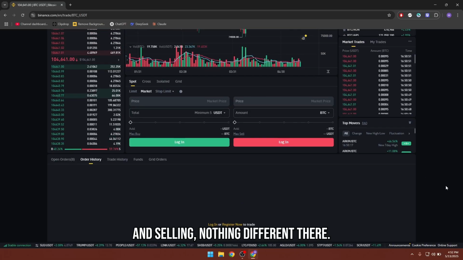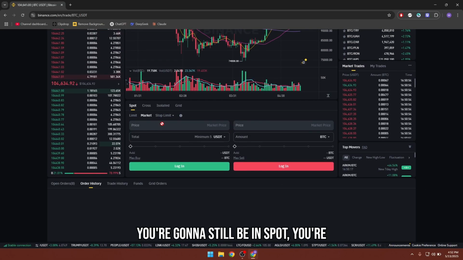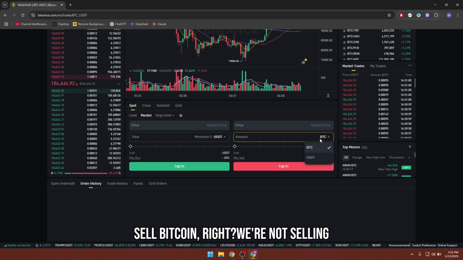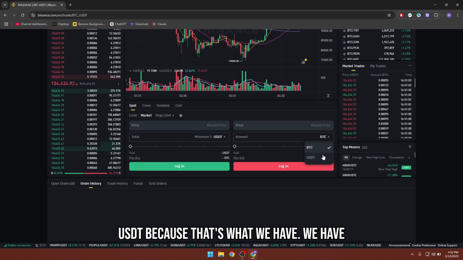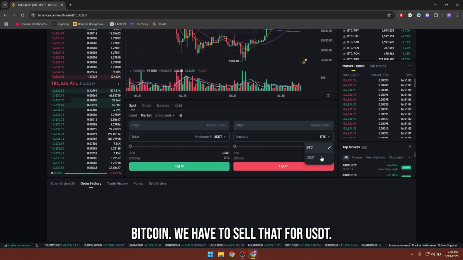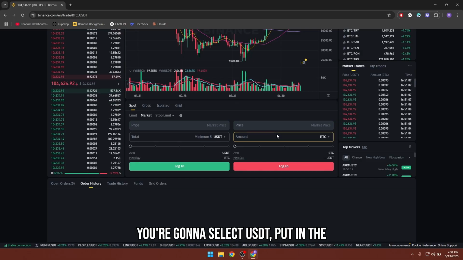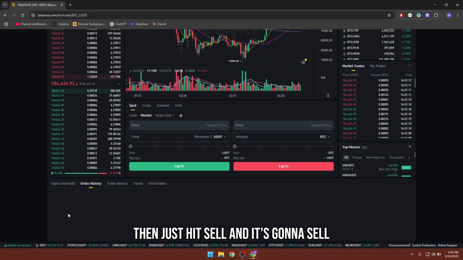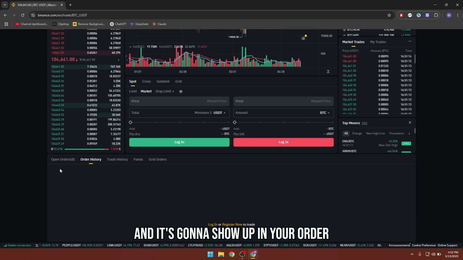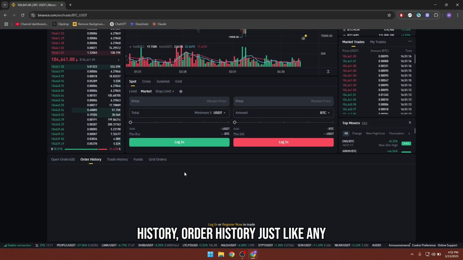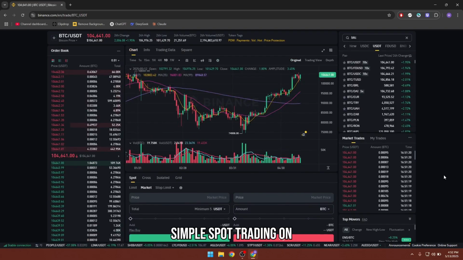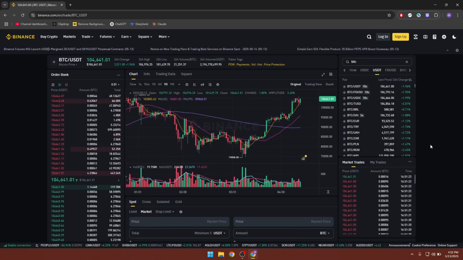And selling, nothing different there. You're still going to be in spot, you're still going to be in market, and you're going to sell Bitcoin, right? We're not selling USDT because that's what we have. We have Bitcoin, we have to sell that for USDT. You're going to put in the amount you want to sell, or use a slider, and then just hit sell, and it's going to sell, and it's going to show up in your order history just like any other transaction would. So that is simple spot trading on Binance.